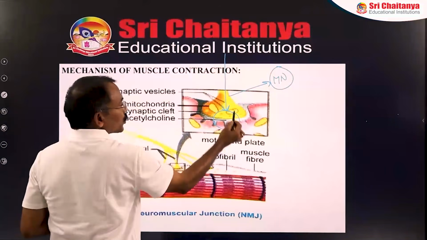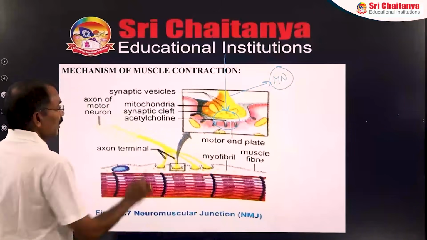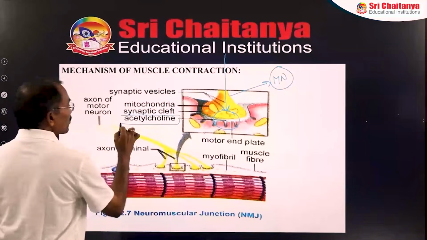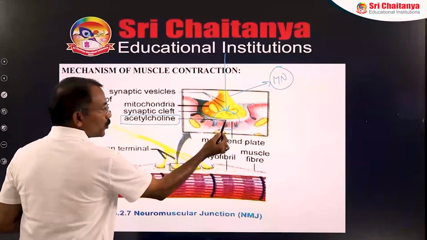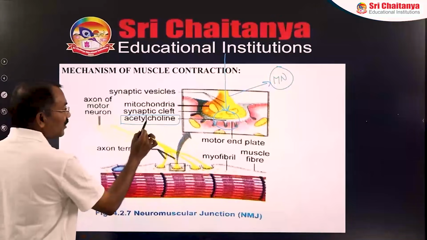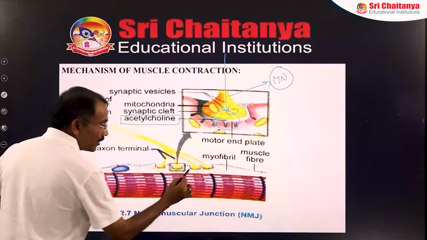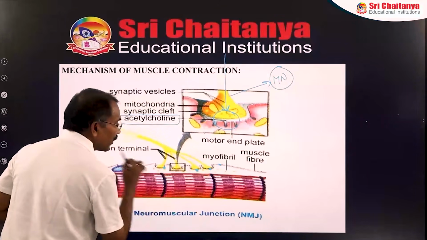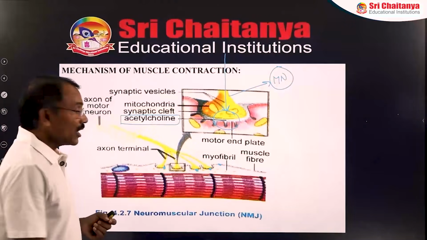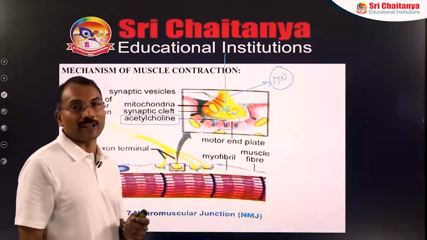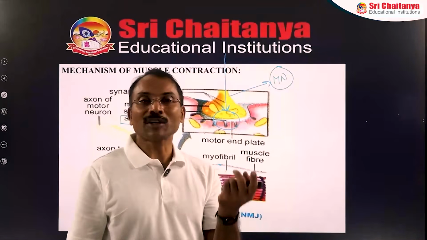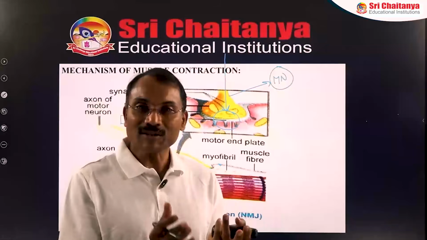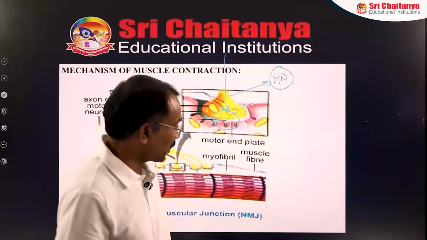Once the impulse reaches the synaptic knobs, the neurotransmitter called acetylcholine is released into the neuromuscular junction. Then this acetylcholine binds with chemoreceptors present on the sarcolemma. As a result, the sarcolemma gets depolarized. Depolarization of the sarcolemma causes generation of action potentials.